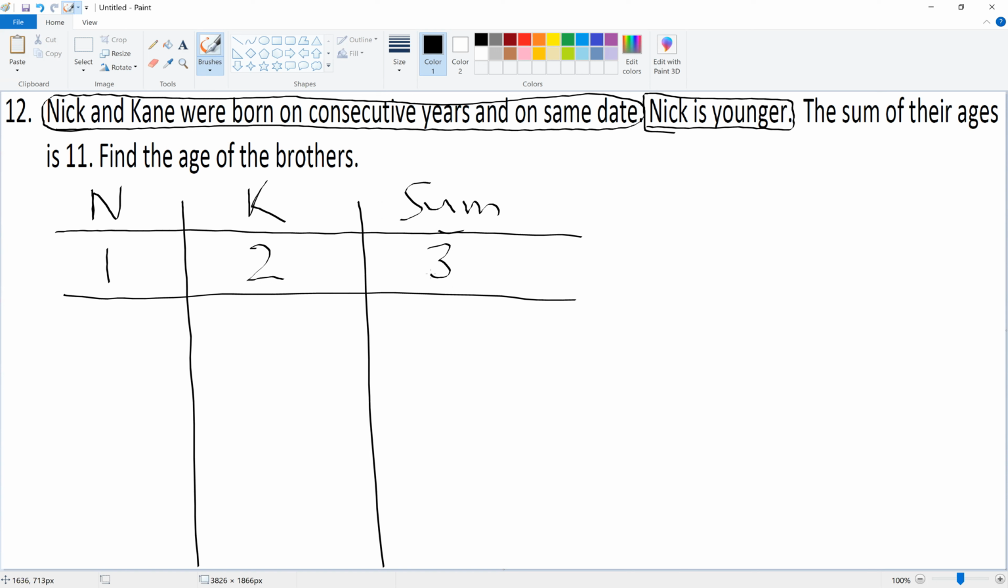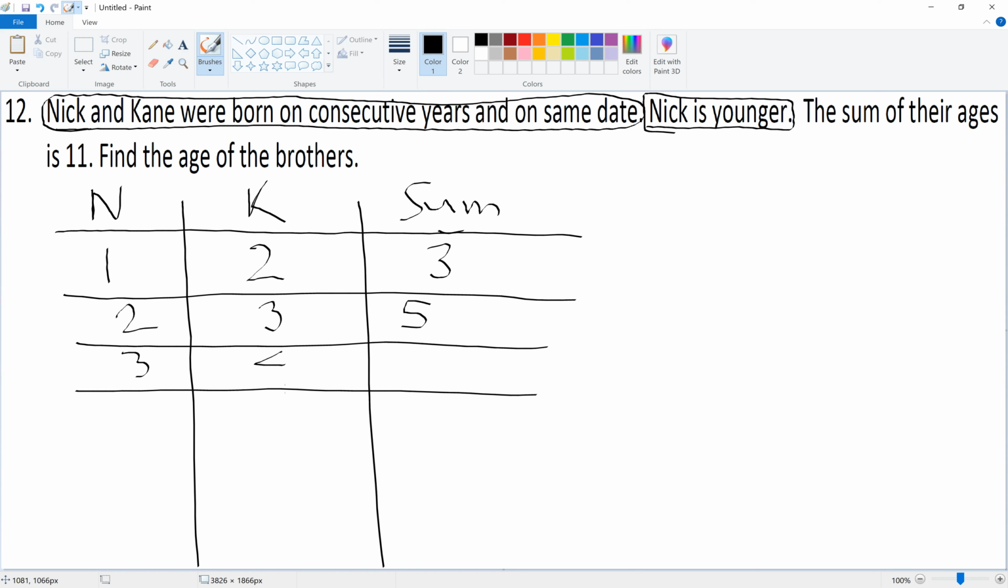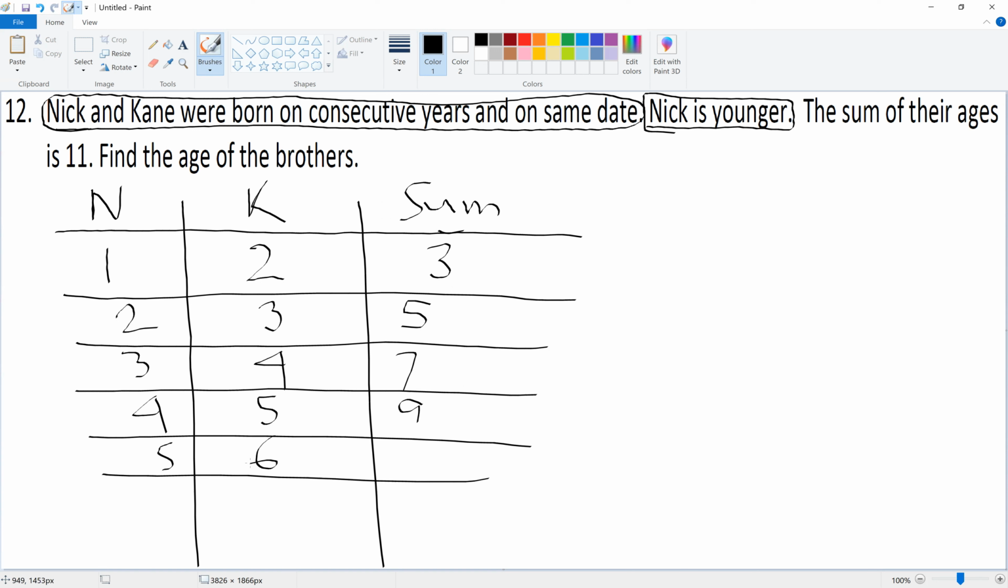And then you can see the pattern. It's 2, 3, 5; 3, 4, 7; 4, 5, 9; 5, 6, 11. That's what he's asking for. Okay, because I didn't know what consecutive years meant. Consecutive means side by side, one year after the other.